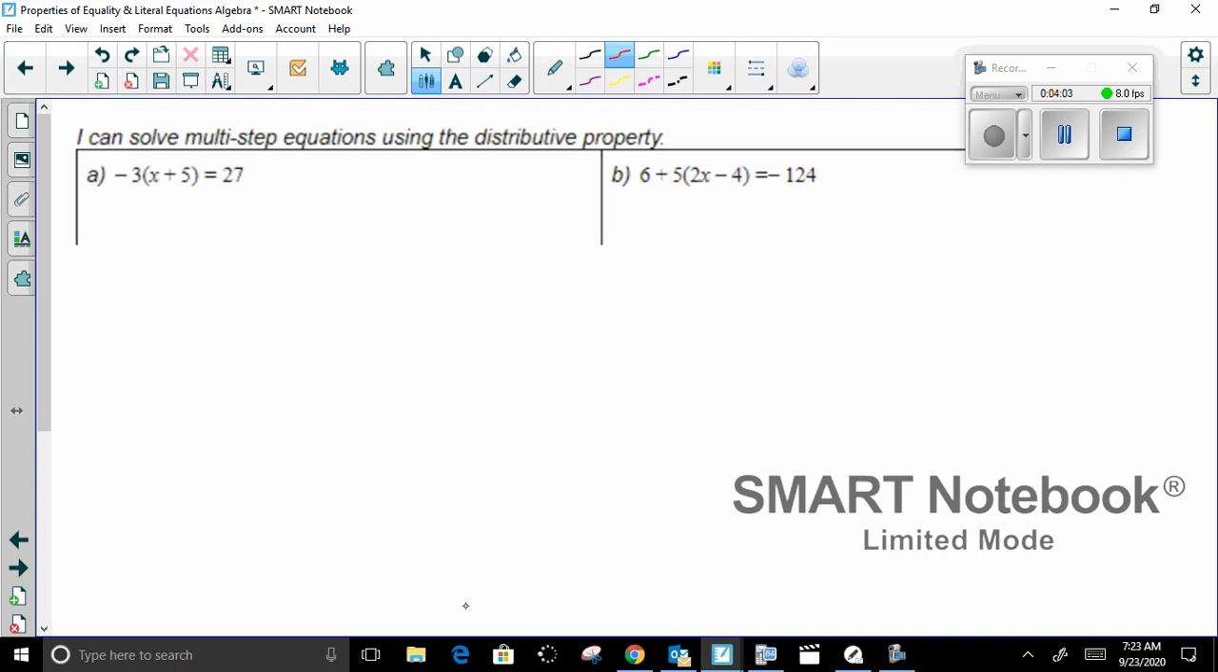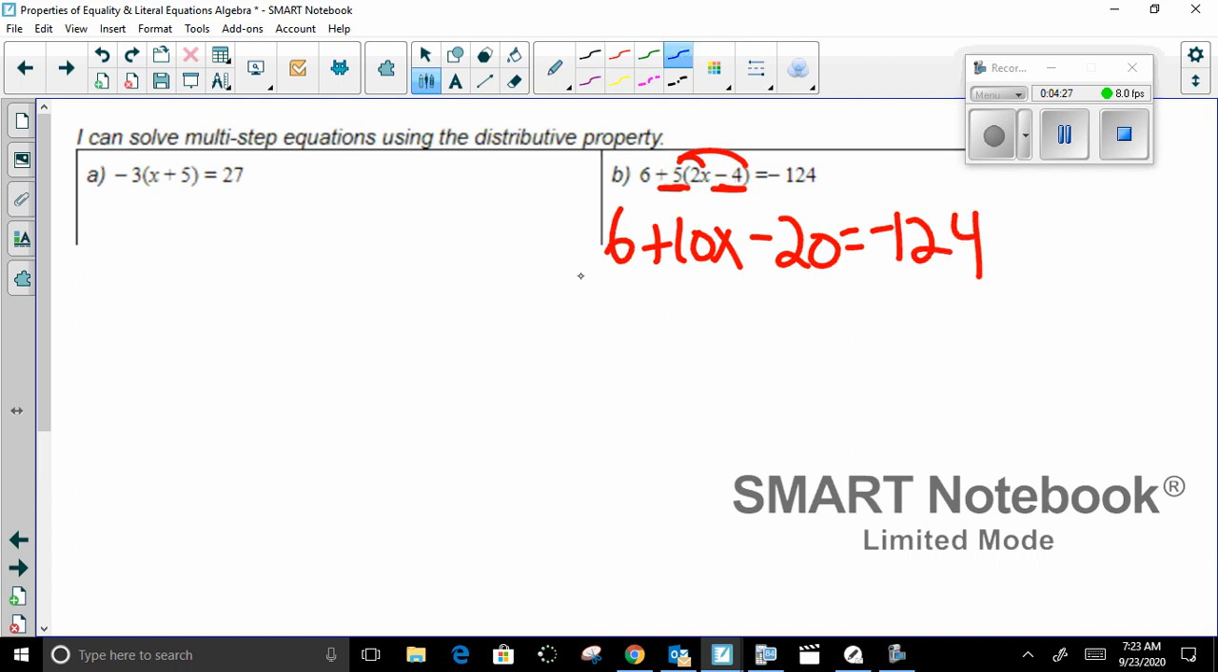So I do have parentheses in this situation. You only distribute the number in front of parentheses. That number is a 5. So leave that 6. Actually, more importantly, that number is a positive 5. Positive 5 times 2x is positive 10x. Positive 5 times negative 4 is negative 20. I've got some like terms on this left side. So keep that 10x. 6 minus 20 is negative 14.